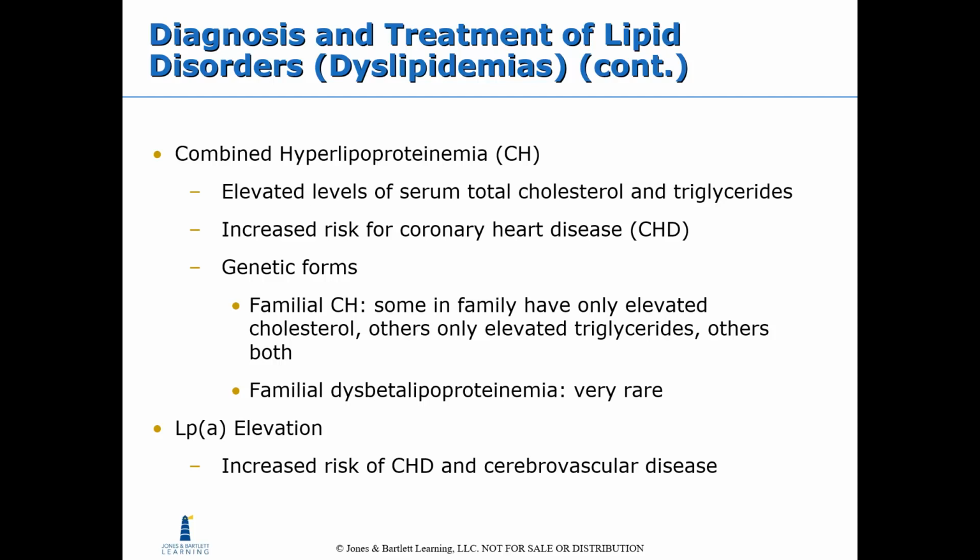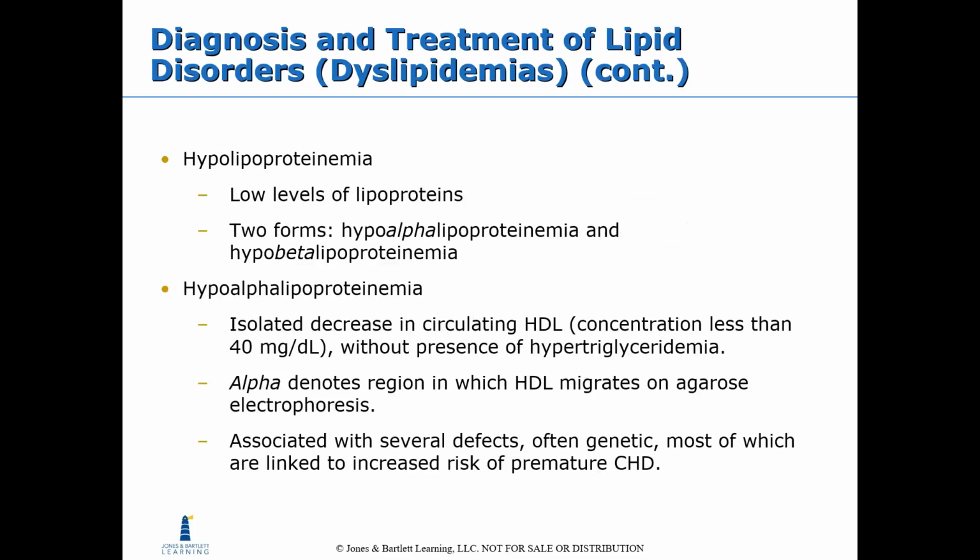Combined hyperlipoproteinemia, elevated levels of serum total cholesterol and triglycerides, increased risk for coronary heart disease or CHD. Genetic forms, there's familial combined hyperlipidemia and familial dysbetalipoproteinemia, which is very rare. There's also an LPA elevation, which increases risk of CHD and cerebral vascular disease.